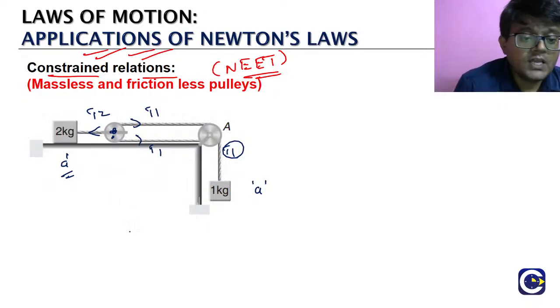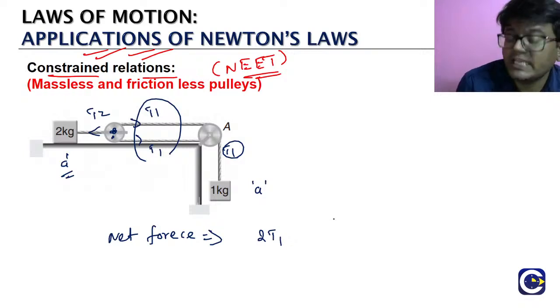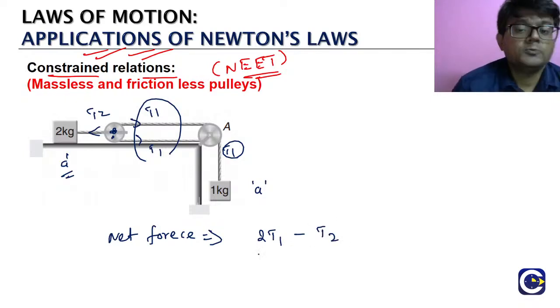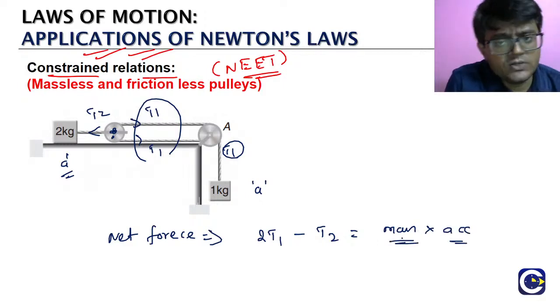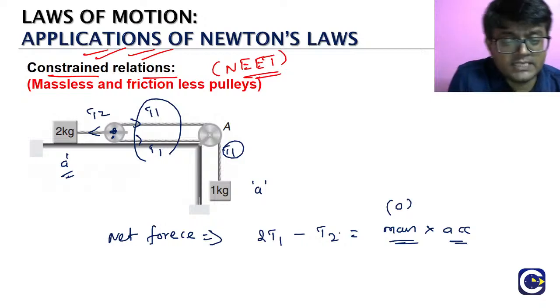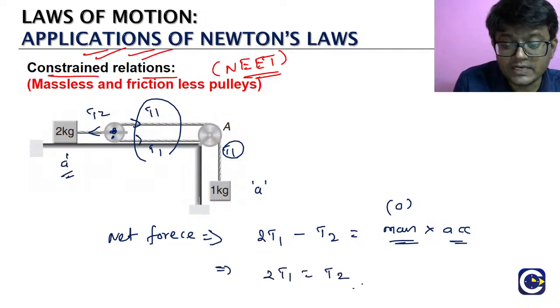ஓகே, இப்போ net force acting on that pulley னு சொன்னா what is it? Right side இருக்கிற force என்ன? 2T1 minus T2. Net force acting on any body is equal to what? Mass of the body into the body oda acceleration தானே. But what is the mass of the pulley? 0. Pulley massless, right? Massless னு சொன்னா what is the mass? 0. So அதுனால நமக்கு என்ன வரும்? 2T1 is equal to T2.